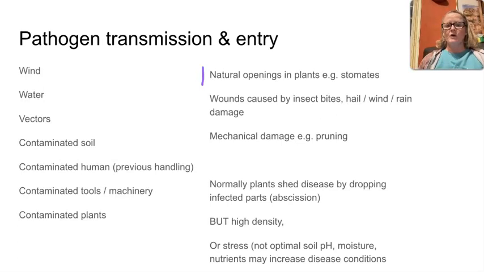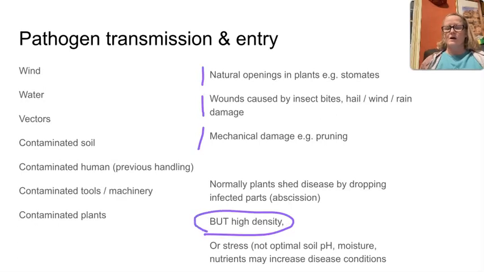You might get wounds that open up when an insect bites a plant, or it gets hit by hail or wind or rain. And you can imagine that those with climate change are increasing in severity. You've got to be very careful when you're pruning, not to introduce mechanical damage that isn't carefully cleaned. Now, plants will naturally get rid of any diseased parts of them, but when plants are in high density, or even if animals are in high density, the disease is going to pass between them.